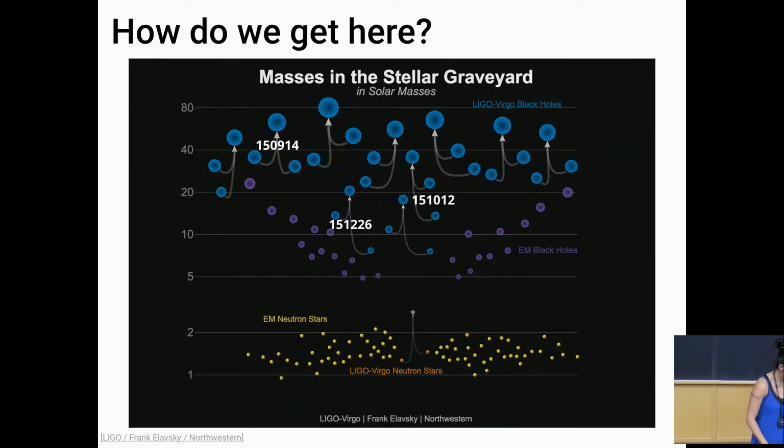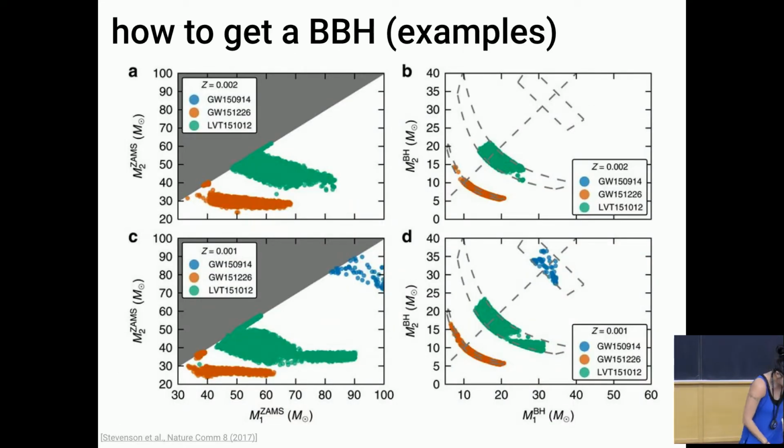So I think one of the last things I want to show, so these are the first three LIGO detections. So you have 150914 up there, where you have, I think, about 40 and 35 solar masses creating this black hole. You have 151012 over here, you have 151226 over here. Doesn't matter their names. What matters is that these are the three systems I'm going to look at right now in particular. These are some examples of how you get these systems.